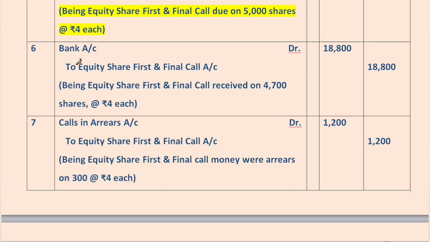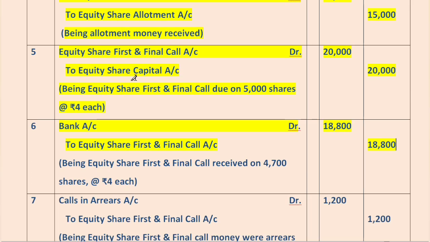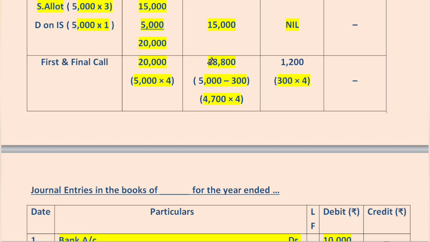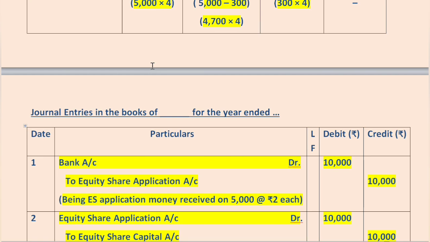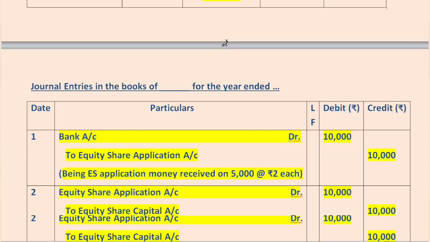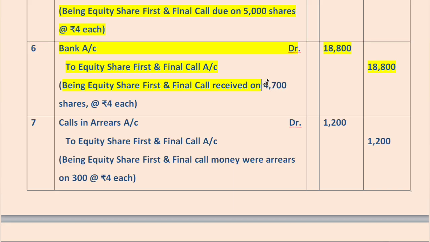Next, receive entry, right? Bank account debit, how much? 18,800 to equity share first and final call account also 18,800. See here, 18,800, right? 4,700 into 4. Being equity share first and final call money received on how much share? 4,700 shares at rupees 4 per share.